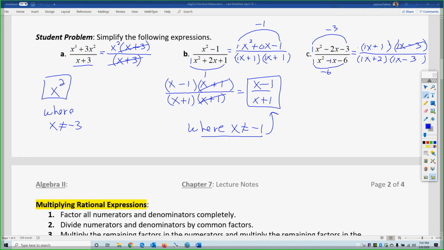So as a result, the x minus 3's cancel, so I get a final expression of x plus 1 over x plus 2, where x cannot equal negative 2 or positive 3. Okay, whoops, let me get rid of that there. Because the original function had 2 values that could zero it out. All right, that is the end of part 1.